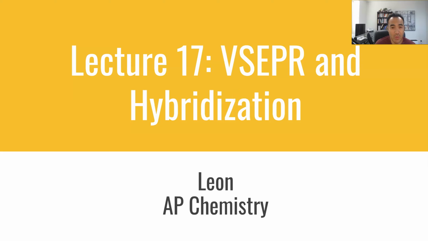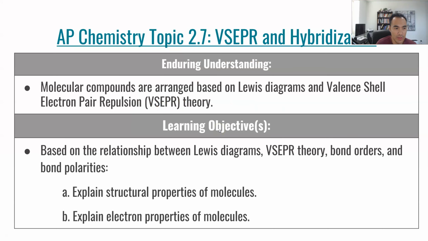Hello class, today we're going to talk about valence shell electron pair repulsion and hybridization. Our objectives are going to be to understand Lewis diagrams in valence shell electron pair repulsion, or VSEPR theory, and to explain the properties of these molecules based off these diagrams and the electron properties.